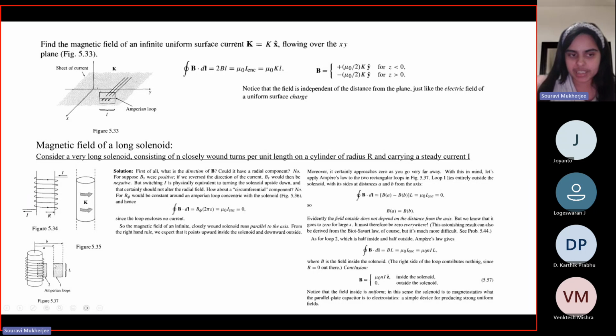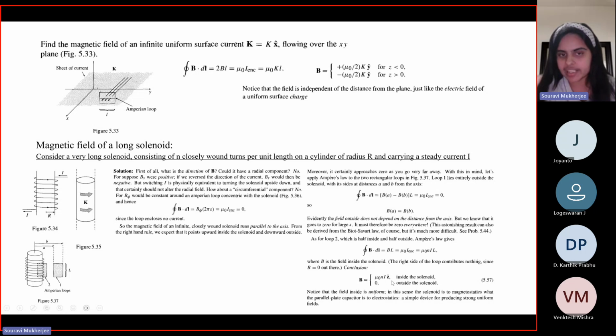So basically this part would contribute nothing, right? So there is no field outside the Amperian loop, outside the solenoid. But in the second loop, there is some enclosed current, as you can see. If the number of turns is n per unit length, and the length is given as L, then the net current that is enclosed is n into L times I, right? So now if you do the integral, you get B into L is equal to mu naught n I L, right? So that gives you the net magnetic field inside the solenoid.